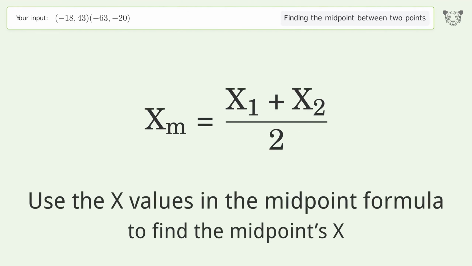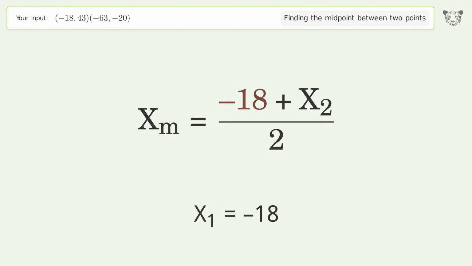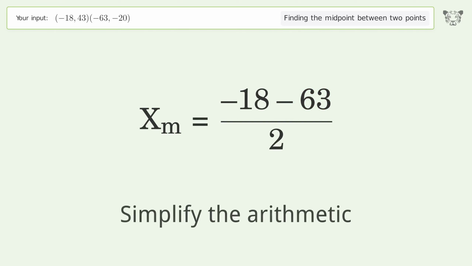Use the x values in the midpoint formula to find the midpoint's x. x1 equals negative 18. x2 equals negative 63. Simplify the arithmetic.